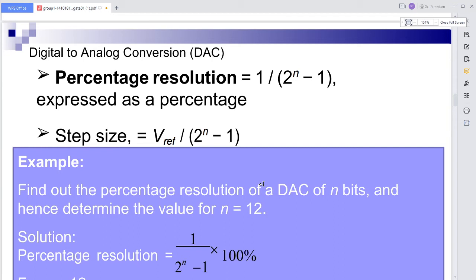Then the percentage, how much the resolution can be changed, if you represent it in percentile, then the percentage resolution is given as 1 by 2 power of n minus 1. Anyway, 2 power of n minus 1 is nothing but the number of outputs we can have, including the 0. 2 power of n minus 1, including 0.